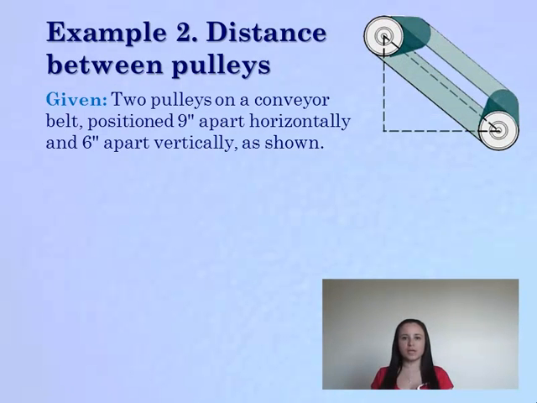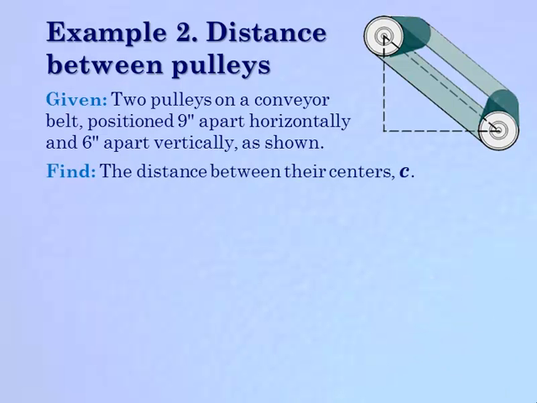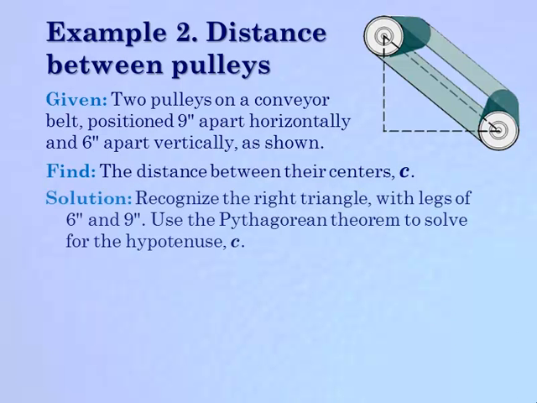So let's take a look at example 2, a real-world example where we have to find the distance between two pulleys. We have two pulleys on a conveyor belt positioned 9 inches apart horizontally and 6 inches apart vertically, as shown. What we need to do is find the distance between their centers. So again, we'll draw a little sketch here and label it, and we'll see that we have 6 inches vertically and 9 inches horizontally.